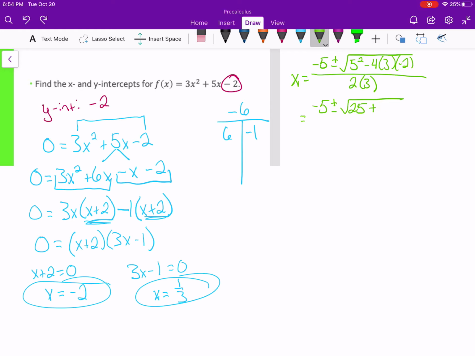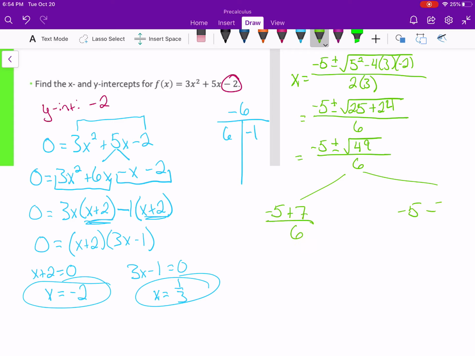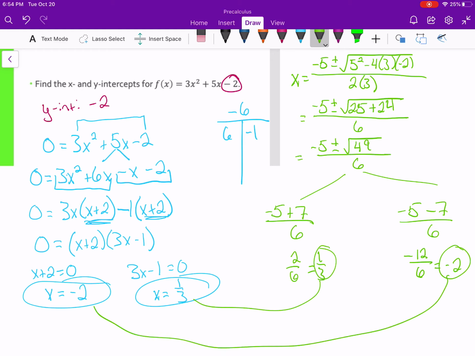All over 6. So negative 5 plus or minus the square root of 49, over 6. So this is when I split it into two different things. We have negative 5 plus 7 over 6, and we have negative 5 minus 7 over 6. Negative 5 plus 7 is 2 over 6, which is 1/3. So good thing we got that one to match. Negative 5 minus 7 is negative 12 over 6, which is just negative 2. And we got that one to match as well.